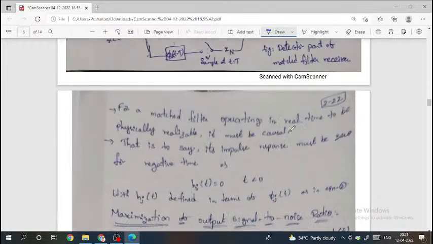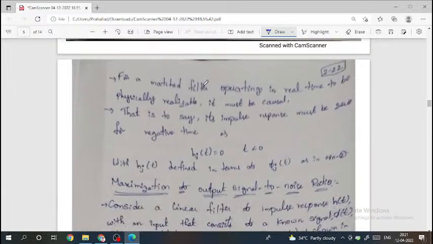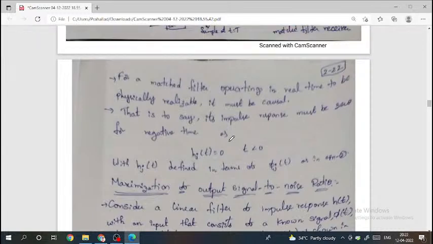For a matched filter operating in real time to be physically realizable, it must be causal. This is one more assumption. Hence, for the matched filter to be causal, its impulse response must be 0 for negative time. Hence h_j(t) is equal to 0 for t less than 0. This is one more assumption.